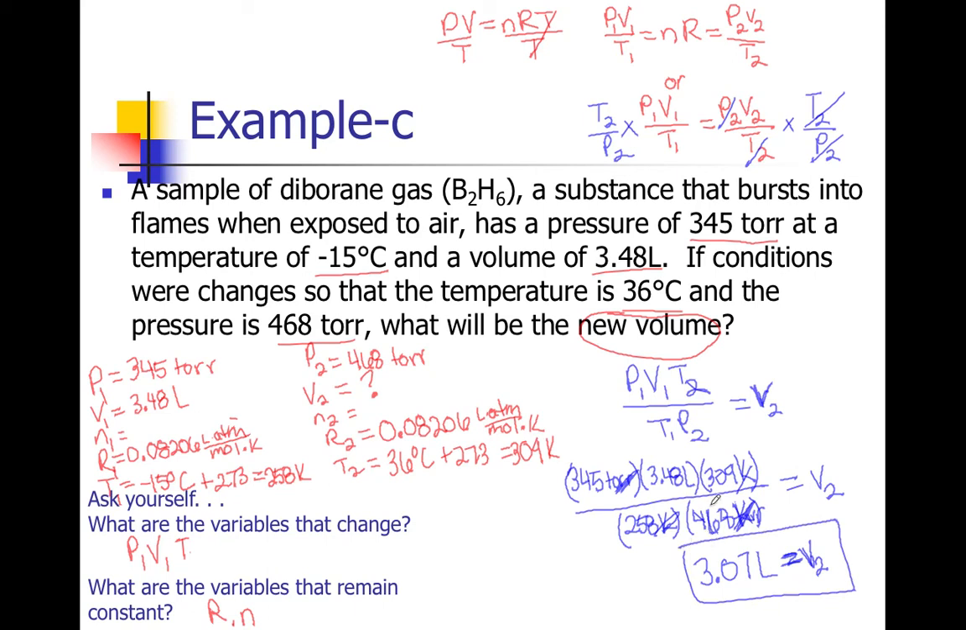If this last example, you need to see it some more or read over it, this example is found on page 177 in your book. Also remember that we are in chapter 5. Chapter 5.3 is the section that talks about the ideal gas law, so if you need to look over that some more, that would be a great place to take a look.